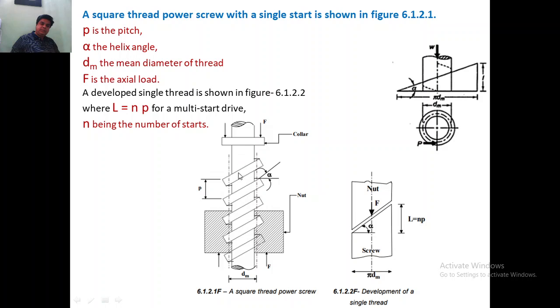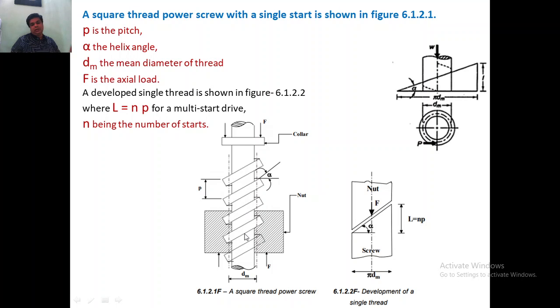So you can see the power screw here. This is the nut, and this is the mean diameter of the thread, of the screw rod. This is the screw rod base minimum diameter. This is the external diameter, the outer diameter of the screw rod. That average is taken as the mean diameter of the screw rod.